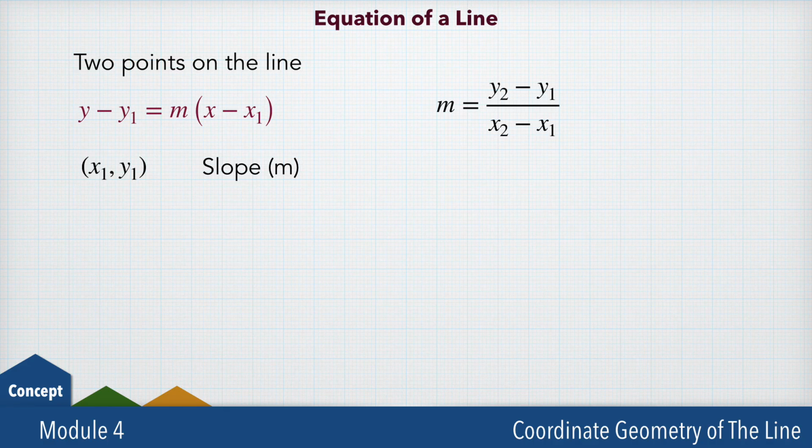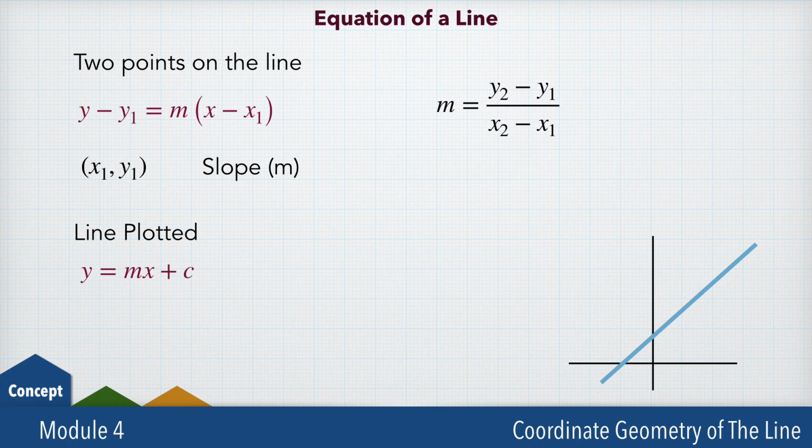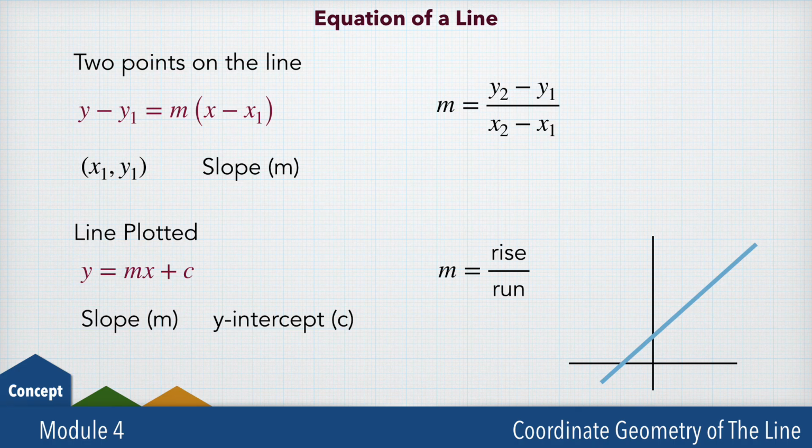If we are given the line plotted on a Cartesian plane, we can use the formula y equals mx plus c. For this formula, we need the slope of the line and the y-intercept. We start by finding the slope using the slope formula rise over run. We construct a right-angled triangle on the graph to determine the values of the rise and run. We then find the coordinate of the y-axis intercept. The y value of the coordinate will be the c in the formula.